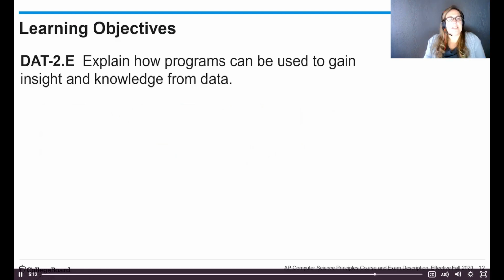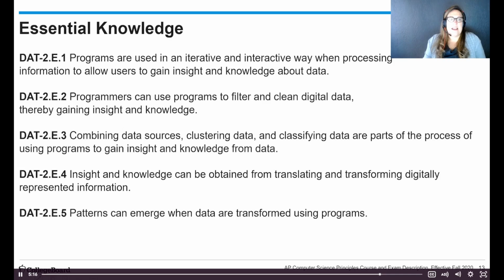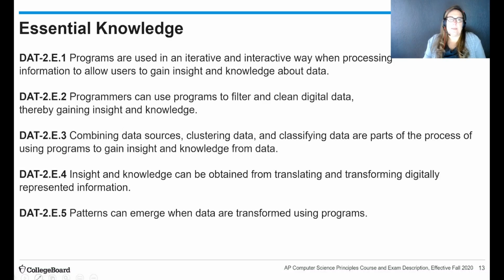Well, I want you to be able to explain how programs can be used to gain insight and knowledge from data. In order to do this, we need to know that programs can be used in an iterative and interactive way when processing information. We can use the programs to filter and clean digital data. We can combine data sources, cluster data, classify data. And all of this leads to insight and knowledge from the data that can be obtained from translating and transforming our digitally represented information. Hopefully, you'll see some patterns that emerge when data are transformed using our programs.